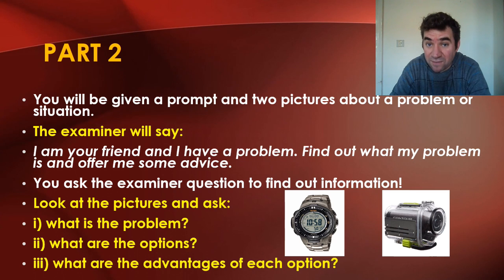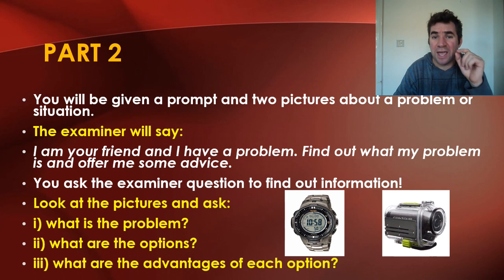And what you're going to have is some prompts, like here in the yellow, and it's going to say, look at the pictures and ask, what is the problem? And the examiner will tell you. Then you're going to say, what are the options? And the examiner is going to give you the options, and you're already going to be able to see these kind of options because of the pictures. And then, what are the advantages of each option? And sometimes they may say, what are the advantages and disadvantages of each option? So that's what you're doing in part 2 of the test.